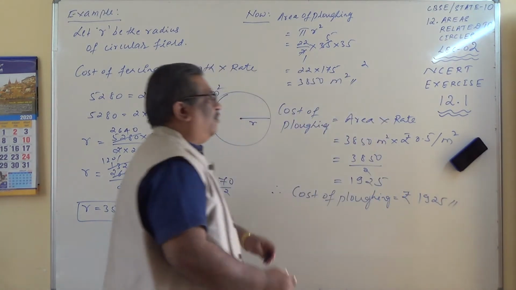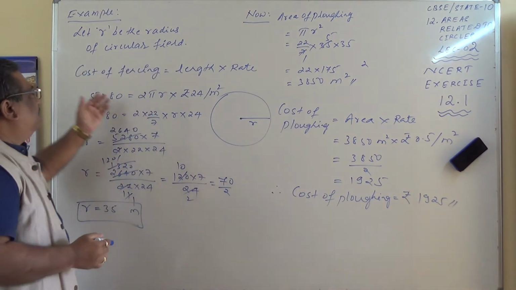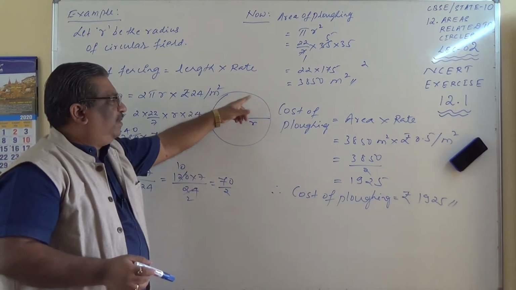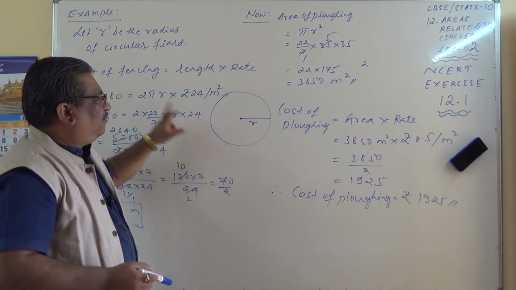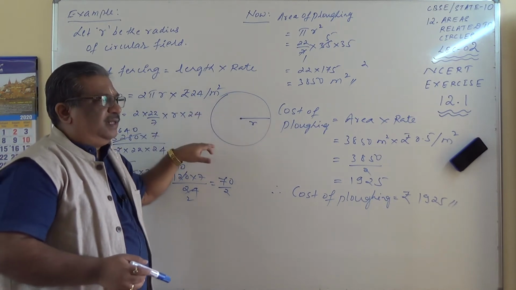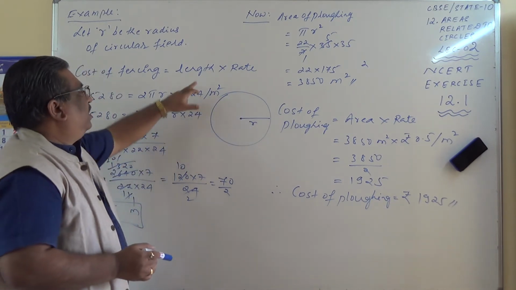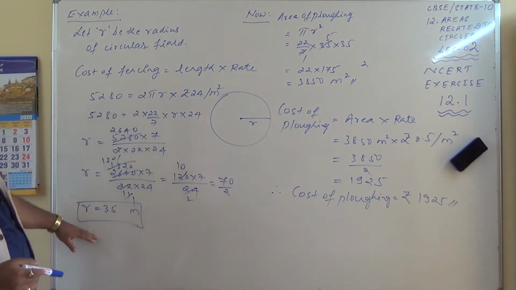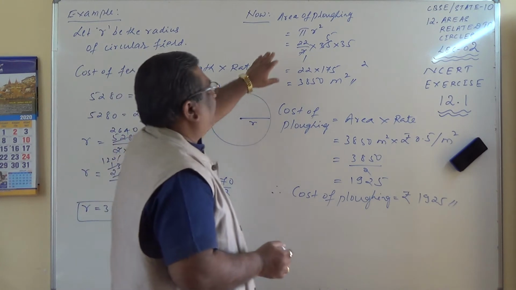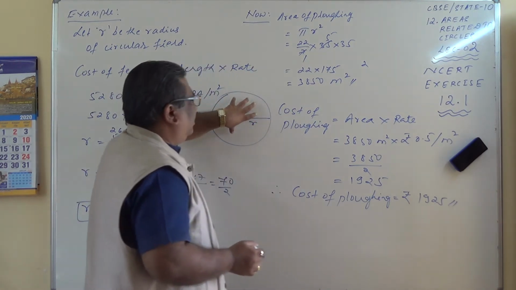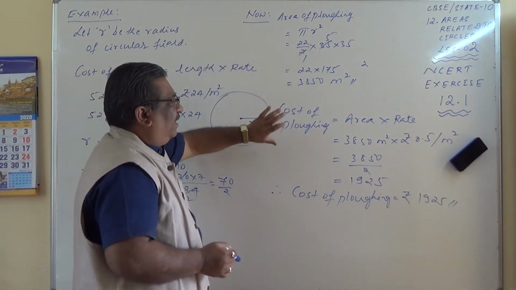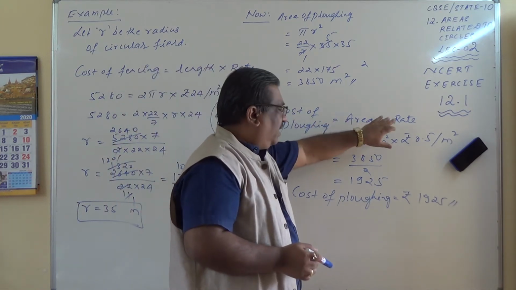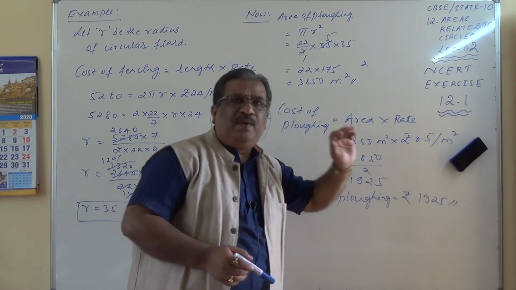I hope you have understood. Very important: the cost of fencing is given. Fencing can be installed only on the circumference, and therefore the cost of fencing is equal to the length of the circumference, which is 2 pi r, into the rate. Based on that, we calculate the radius, which is 35 meters. The area of ploughing is the entire area of the circular field, pi r square, and finally the cost of ploughing is the area of the field into the rate. That gives you rupees 1925. Make a note of this one.